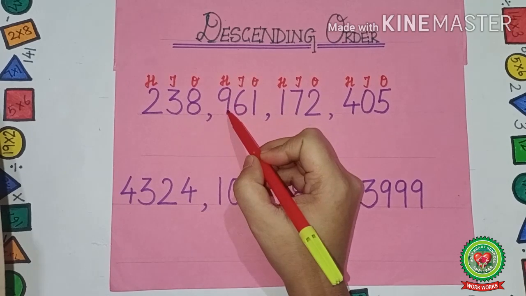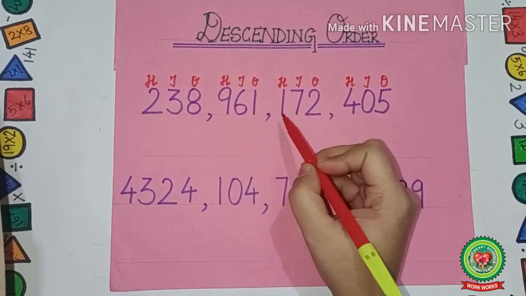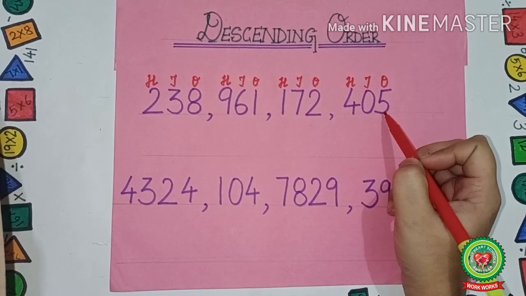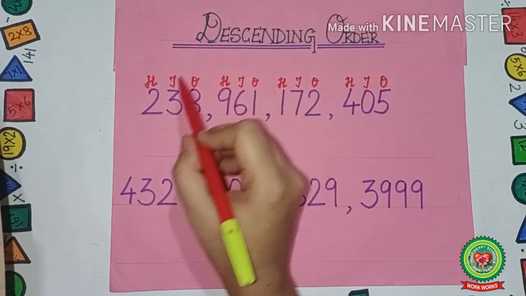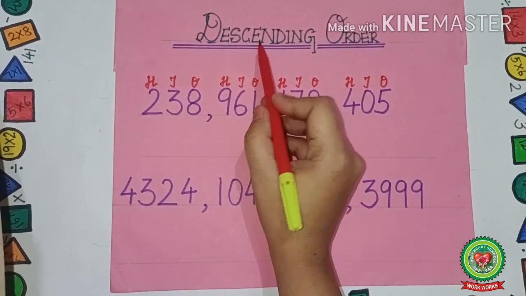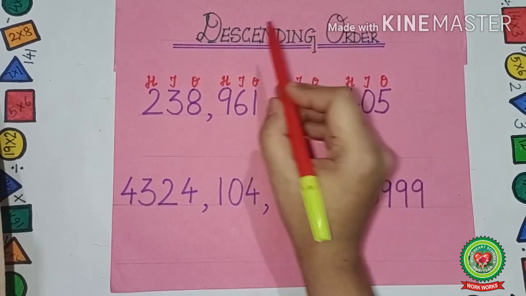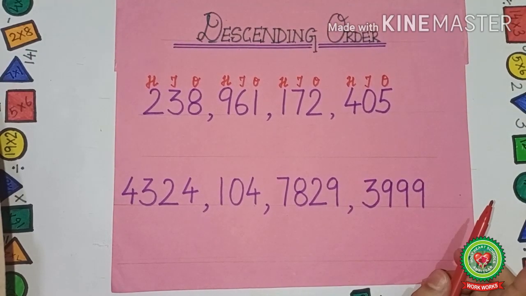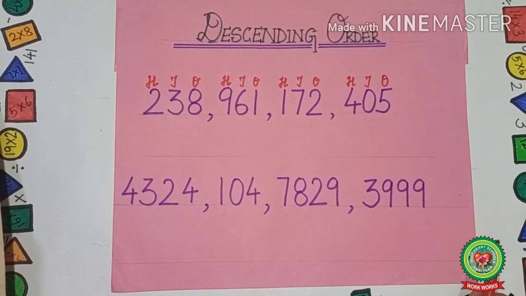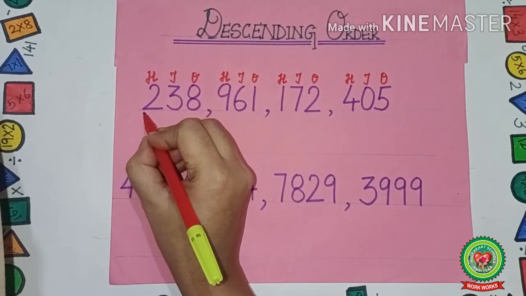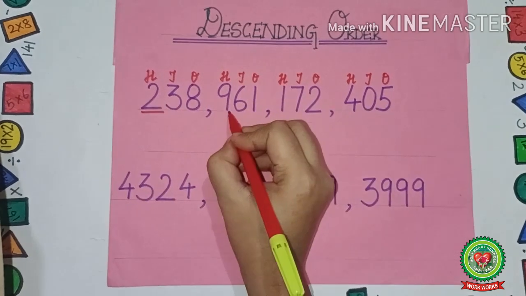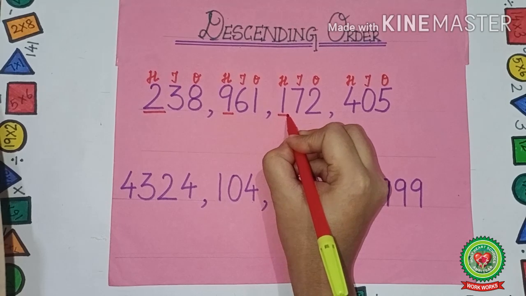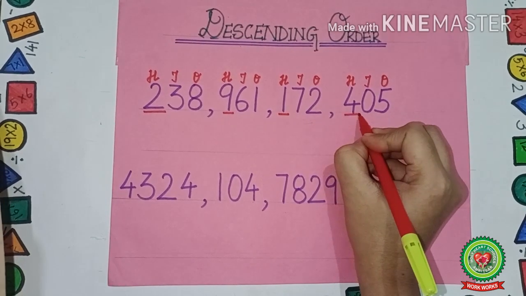238, 961, 172 and 405. Now kids, we have to arrange these numbers into descending order. Remember, descending order means big to small. So first of all, we will take the first digit of each number. So first digit of this number is 2. First digit of this number is 9. First digit of this number is 1. And the first digit of this number is 4.